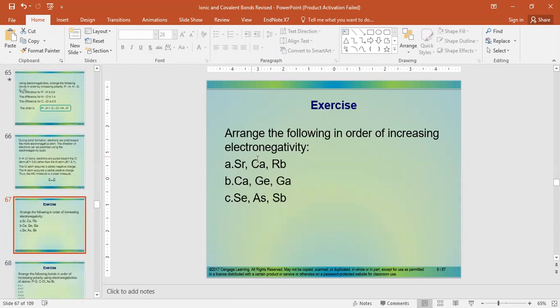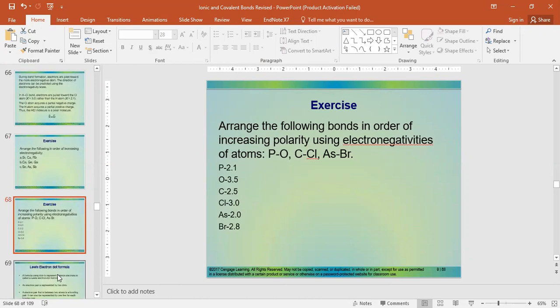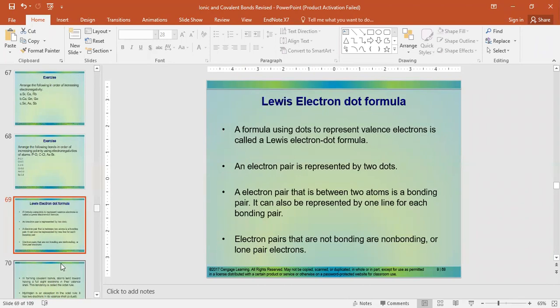And if you look at this, this is an exercise here that students you can look at. There is also another exercise here that you can look at. Arrange the following bonds in order of increasing polarity. Well, you are already given the electronegativities of the elements, so that one you can look at. We have 4 minutes. So in that 4 minutes, maybe I'll look at this.